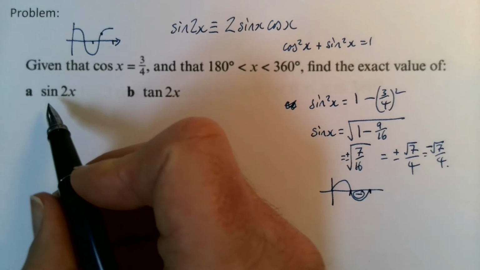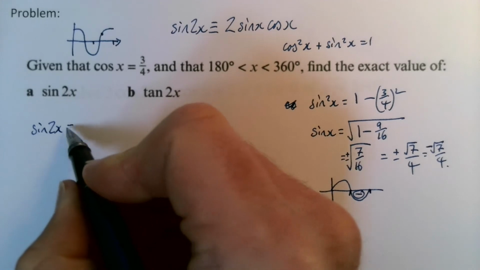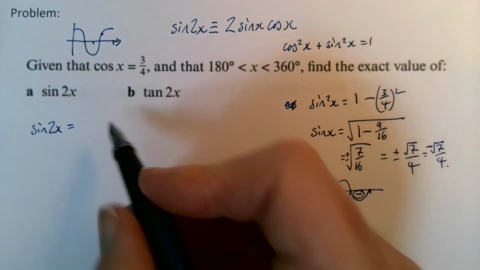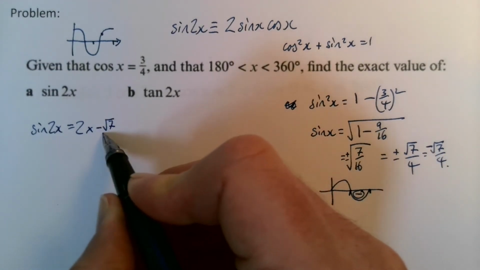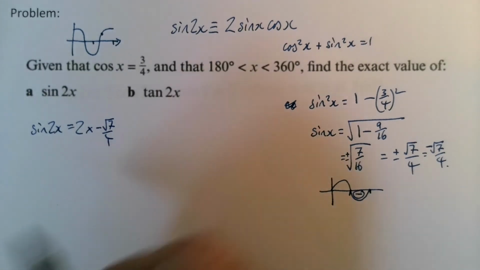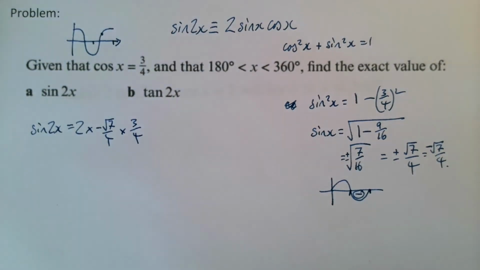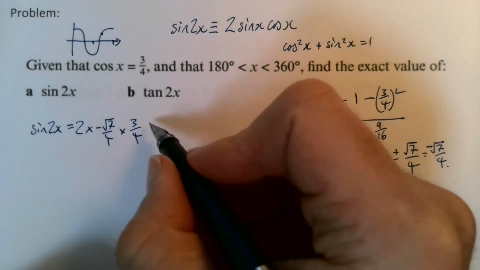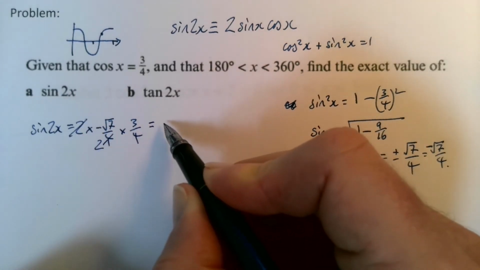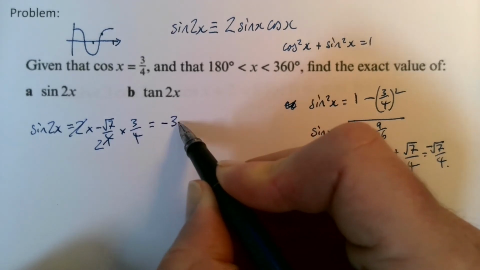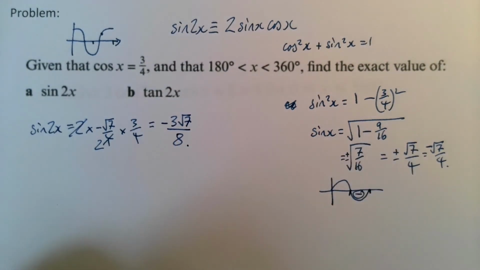So I know that sine 2x is going to equal 2 times negative √7/4 times cos x, which is 3/4, and we just need to put all of that together. The 2 will cancel there, so we will get negative 3√7/8. So that's part A.